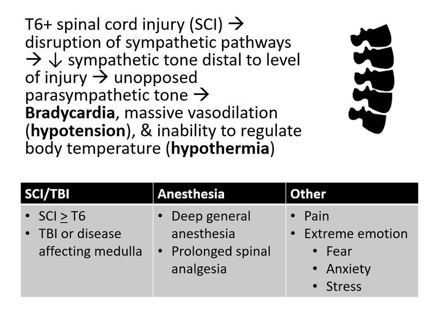In this example, a T6 or above spinal cord injury results in disruption of sympathetic pathways, causing a decrease in sympathetic tone distal to the level of injury, contributing to unopposed parasympathetic tone. This results in bradycardia, massive vasodilation that contributes to hypotension, and an inability to regulate body temperature. The key difference in this form of shock as opposed to all others is that it's the only form of shock that presents with bradycardia. I've listed some additional examples of things that can cause neurogenic shock below.